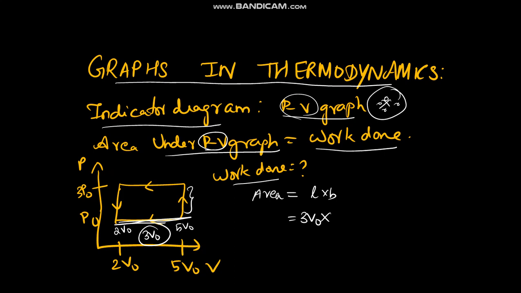So the length is 3v0 into breadth. This is the breadth. This value is 3p0 and the down value is p0. So this value is 2p0. So the breadth is 2p0. So the answer is 6p0v0. This is the work done.